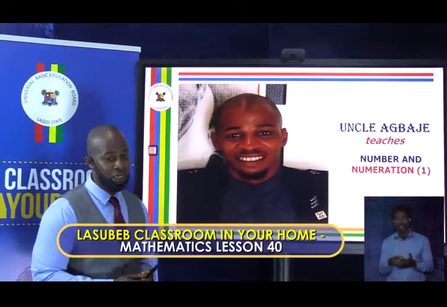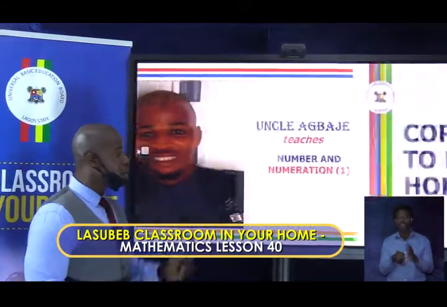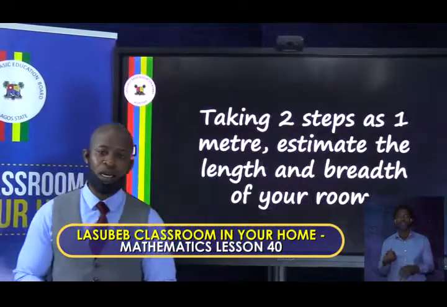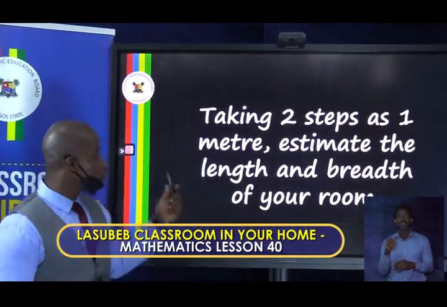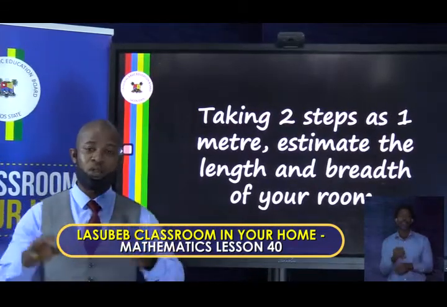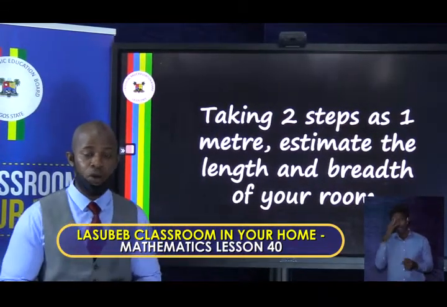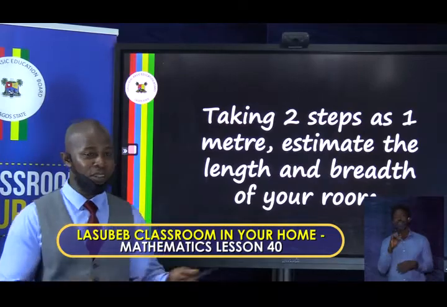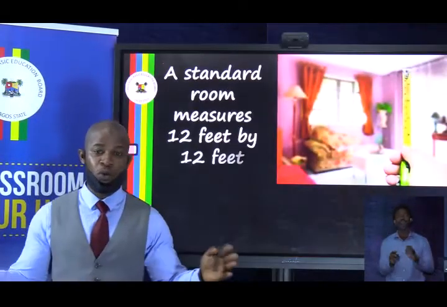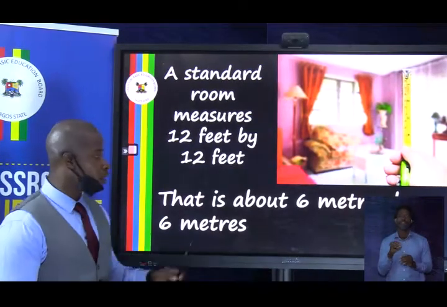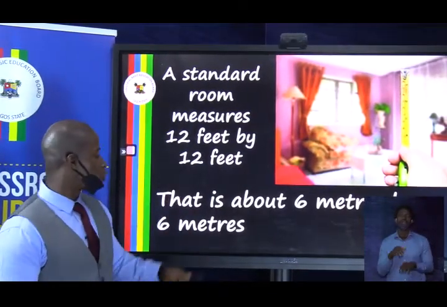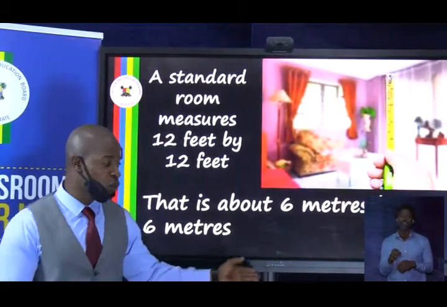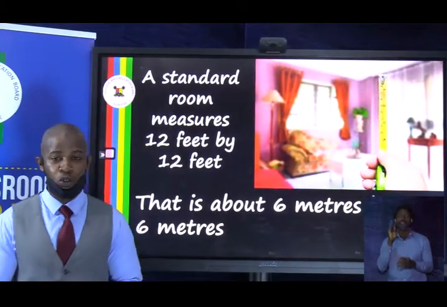I'm sure you're familiar with this, but before we go into it, a revision of the homework that you were given before the revision week. We did estimation of length, and you were asked to take 2 steps as 1 meter and use that to estimate the length and breadth of your room. Now, I do not know how big your room is, but a standard room usually measures 12 feet in length and 12 feet in breadth. So that's 12 by 12, and that's about 6 meters, which means that if you were to take 2 feet as 1 meter, then going from one end of your room to the other, you should have taken 12 footsteps.